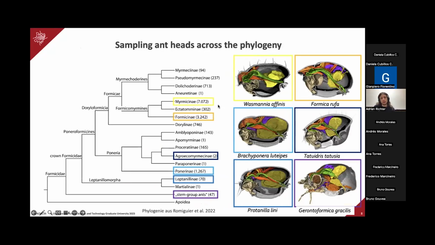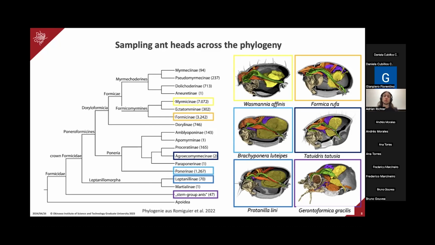And then the second consideration was to span the phylogeny. If my goal is to say something about this node in the ant phylogeny, then I need to at least have some species of this clade and some species of this clade. The more nodes I want to say something about, the more species I need, of course, to cover this evolutionarily. But then there may also be specific functional questions.